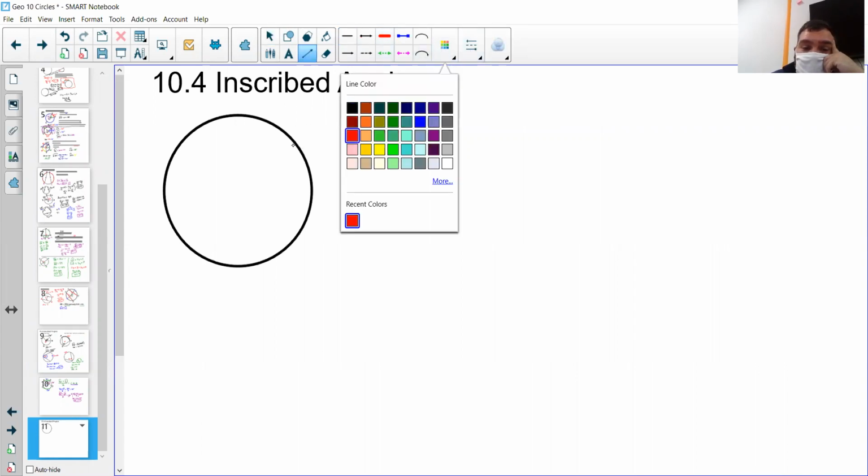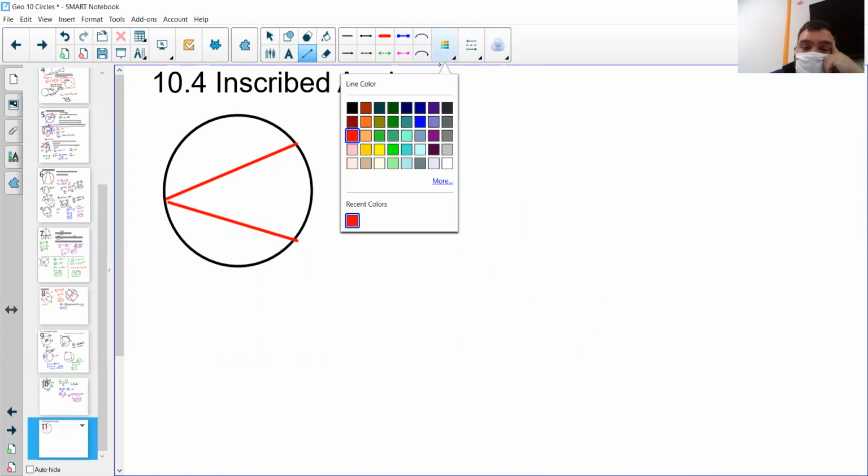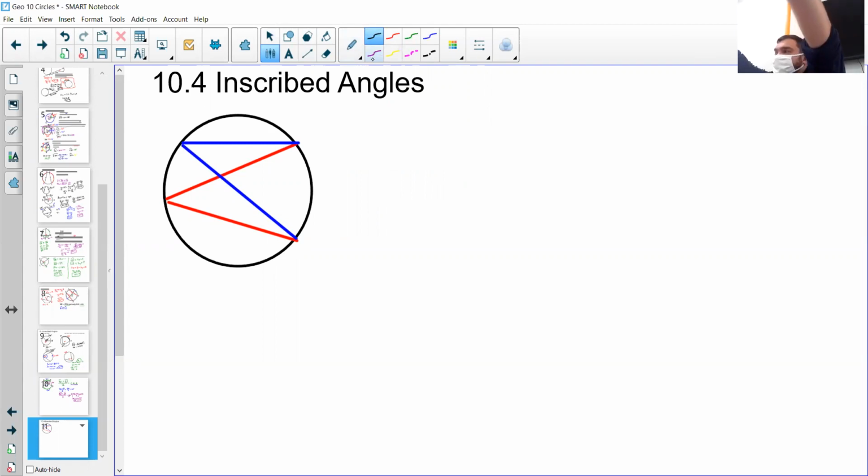I'll use different colors, but like this. And you're going to make two angles where the endpoints are the same place. So you're making a blue angle and the red angle, where you notice the endpoints, the tips of the angles, are at the same place. So you just draw two angles, the tips of it should be at the same place on the circle. Okay?